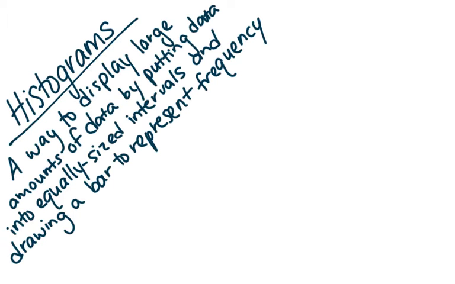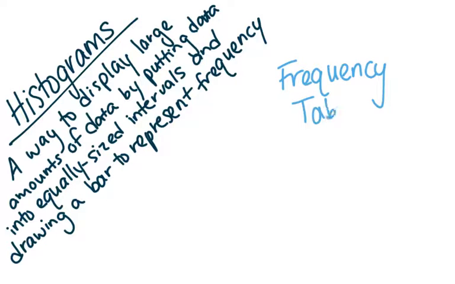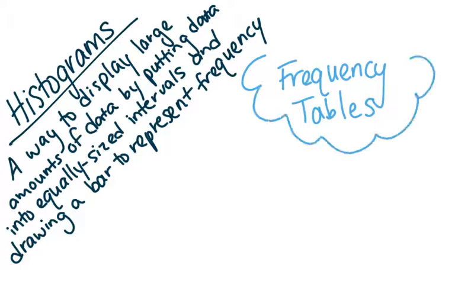Today we're going to talk about histograms. Histograms are a way to display large amounts of data by putting data into equally sized intervals and drawing a bar to represent the frequency within the intervals. So with histograms, we often end up wanting to create frequency tables, which are simply means of organizing our data for the sake of frequency.